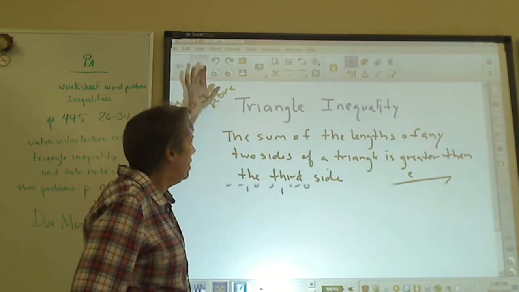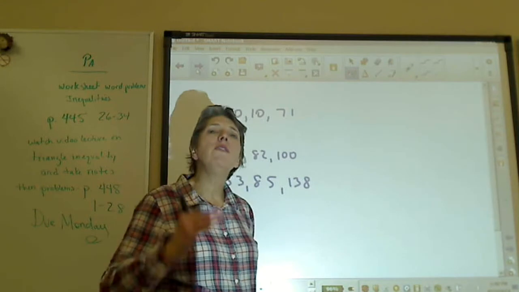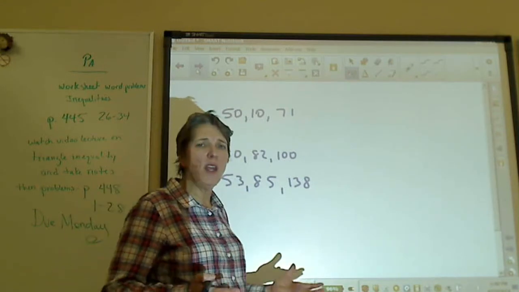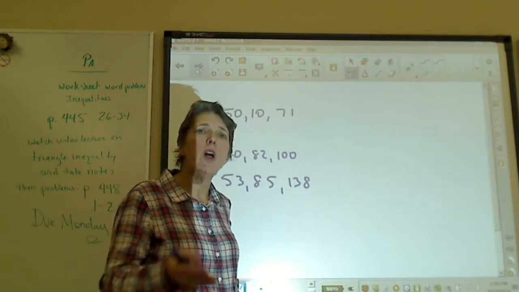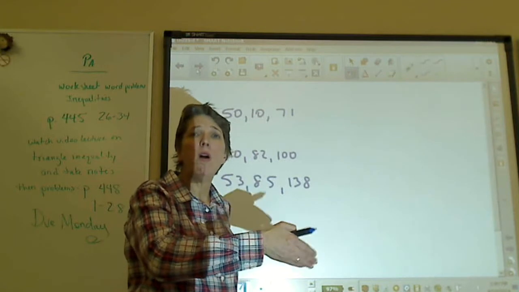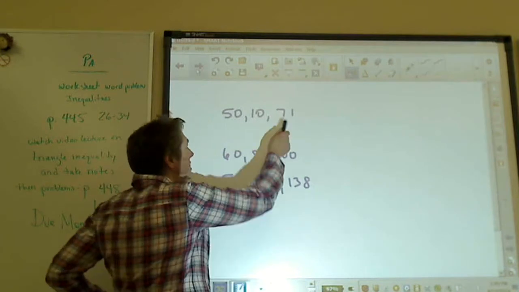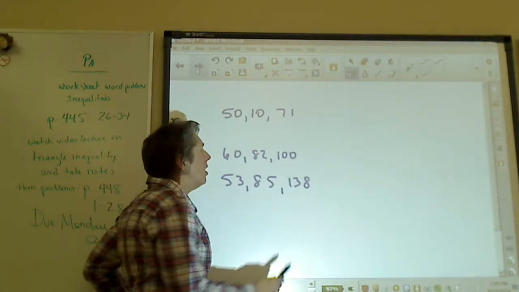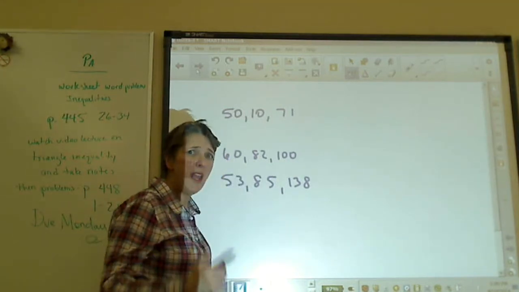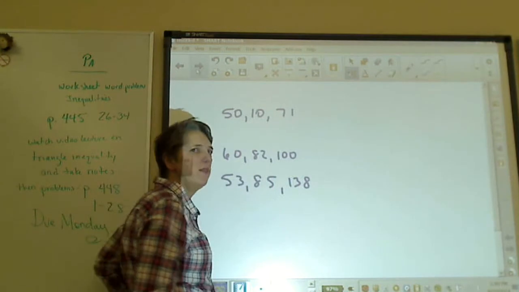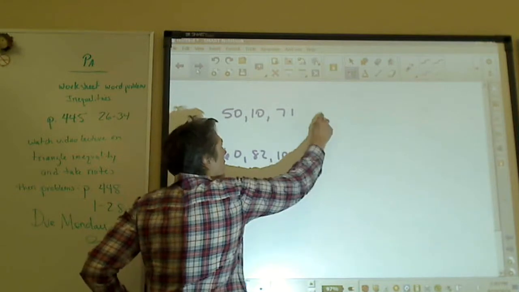So given that rule, we can be given any three measurements and determine if they form a triangle, because adding any two will always give you a greater amount than the third side. Well, let's try it. If I add 10 plus 71, I get 81, and is 81 greater than 50? Sure. 71 plus 50 is 121, and 121 is greater than 10. Yeah, but the third side, 10 plus 50 is 60, and 60 is not greater than 71. So this is not a triangle.